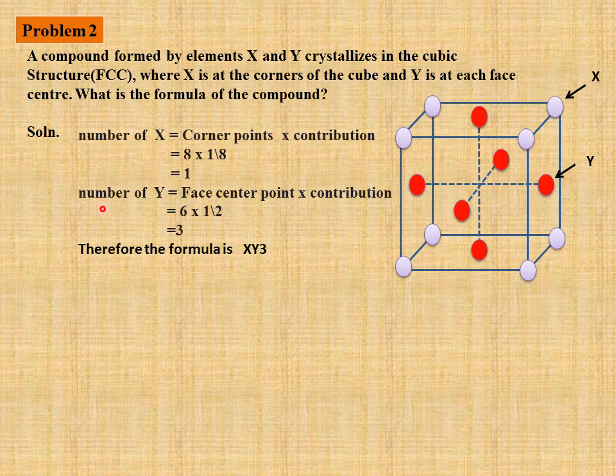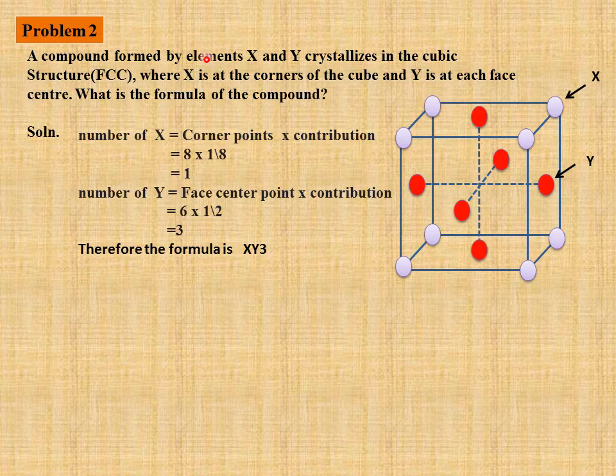Now number of Y at the face centers. 6 face centers is there, which is equal to face center points into contribution. How many face center points are there? 6 is there. What is their contribution? 1 by 2. Therefore 6 into 1 by 2 is 3. How many Y is there? 3. How many X is there? 1. Therefore the formula is XY3.